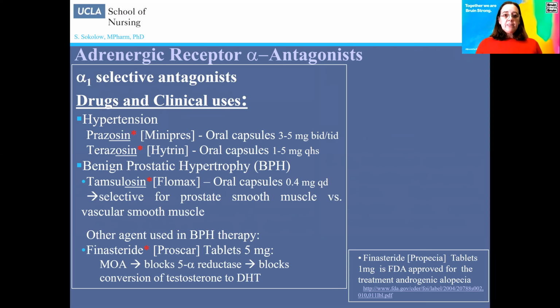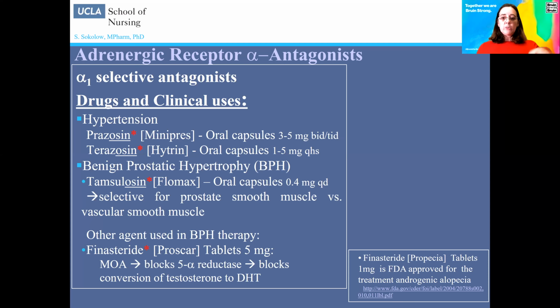So alpha-1 antagonists, alpha-1 mainly localized on the vessels. Treatment of hypertension: prazosin, terazosin. And treatment of BPH, benign prostatic hypertrophy: that's tamsulosin. Here, if you see, I underline the ending. They have the same ending. So if you know one of those endings, you can say, oh yeah, maybe these are alpha-1 selective antagonists.